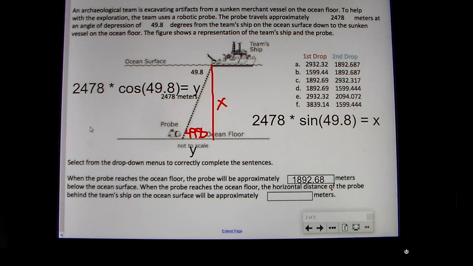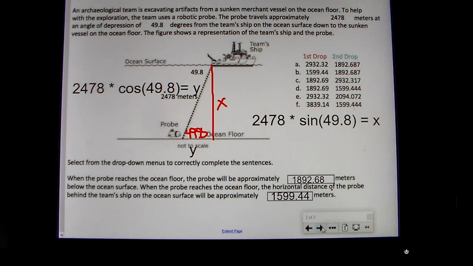2478 times cosine of 49.8. That gets you 1,599.44 feet. So it's 1,599 meters behind the ship. And that goes in the little second drop down box. So as far as our multiple choice, got 1892, so either C or D, and then 1599, that would make it D. So our answer would be D for this next problem.